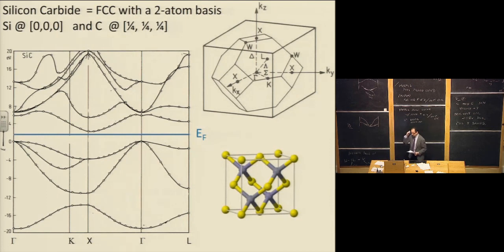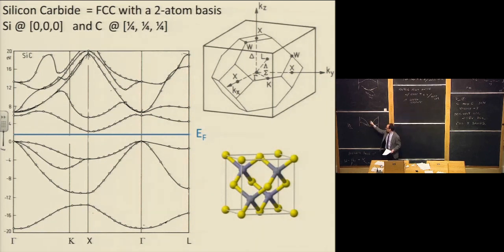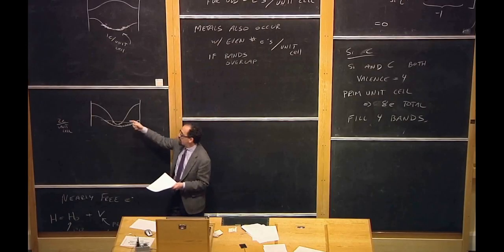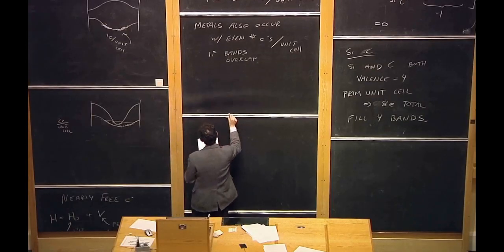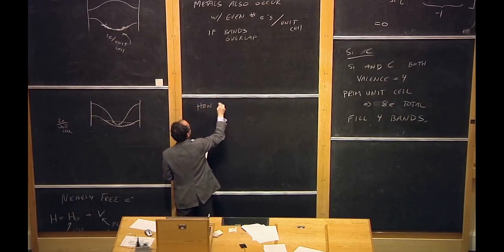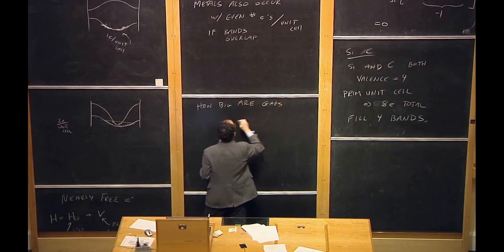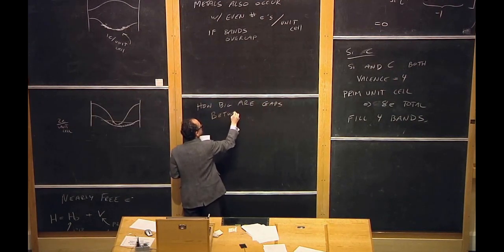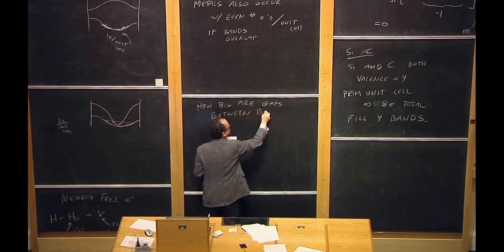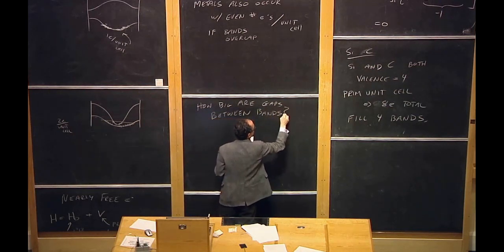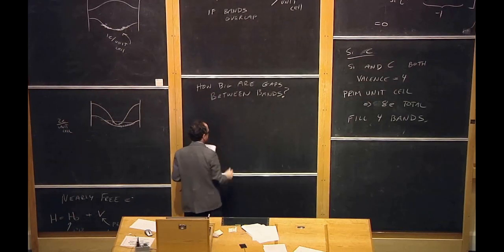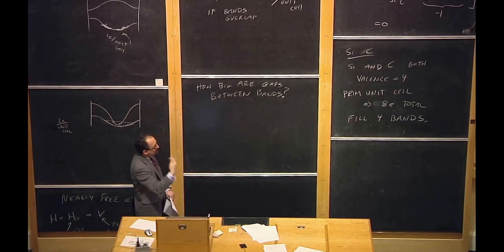So one thing that's really important to keep track of is how big the gaps between bands are. If the gaps between the bands are really huge, then you're not going to have this situation ever occur. If the bands are sufficiently far apart, then they're not going to overlap. So how big are gaps between bands? Question? Well, we had different ways of describing how we understand the band structure.